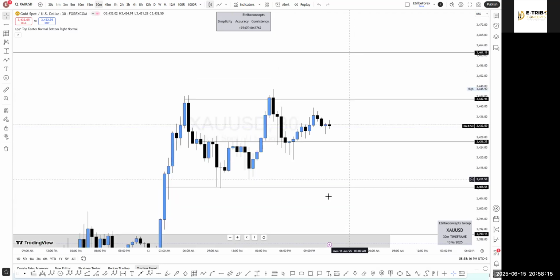So we expect we probably continue pushing up on gold. And there's a likelihood of us maybe breaking the 3,500 price level this week. Why? Because also of the aspect of the geopolitical tensions.